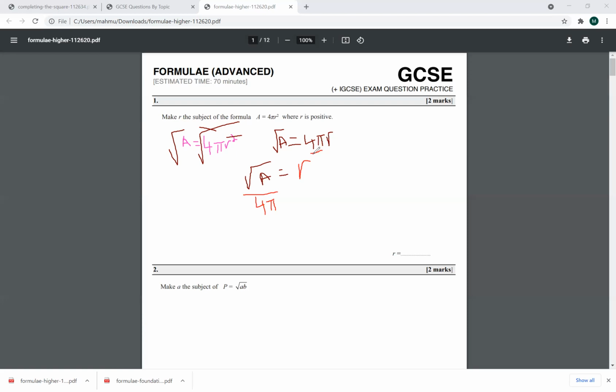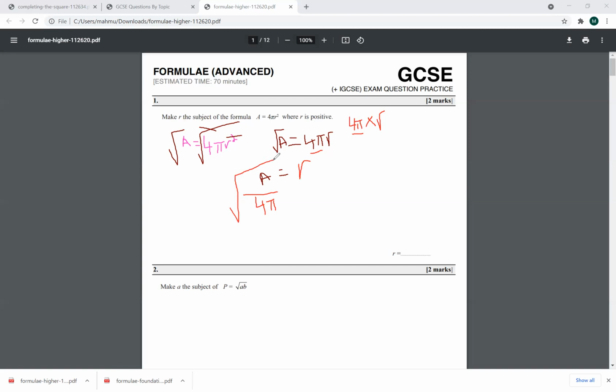Then I separate the 4 pi because this is times here. 4 pi, this is like 4 pi times r, because we're going to make r on its own. So we get rid of the 4 pi to the other side. Actually, the answer should be, this is the right answer. It should be the whole thing square root. Because this is A divided by 4 pi, square root the whole thing. And that's the answer, for the whole fraction.